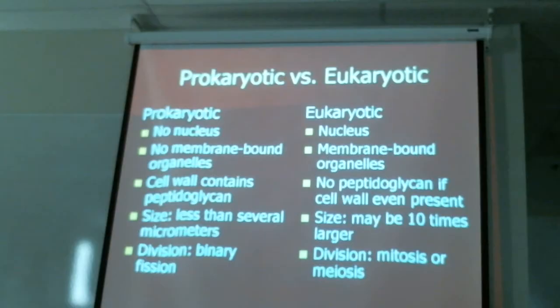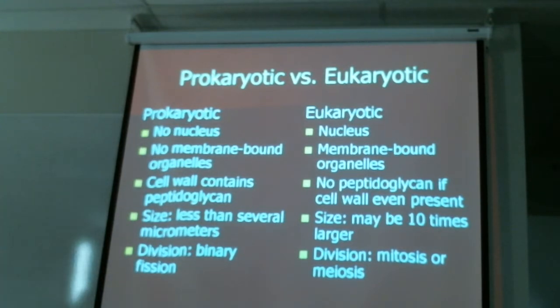All right, just basically comparing prokaryotes to eukaryotic cells. Keep in mind that we learned some of this already before. Prokaryotic cells lack a nucleus. Eukaryotes have the nucleus. Prokaryotes do not have membrane-bound organelles, whereas eukaryotic cells do. Prokaryotic cells have that peptidoglycan layer, which is the cell wall, the majority of them do.